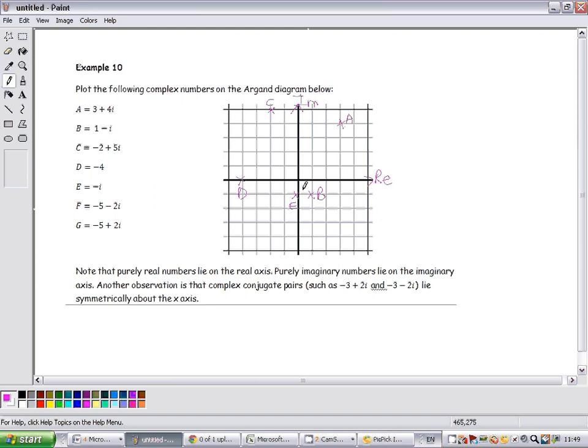F is minus 5 minus 2i. And then you'll notice that this one is connected to it, they're conjugates, and there's a symmetry that we need to spot here, that it would be minus 5 plus 2i, and so conjugates are symmetrical in the x-axis.